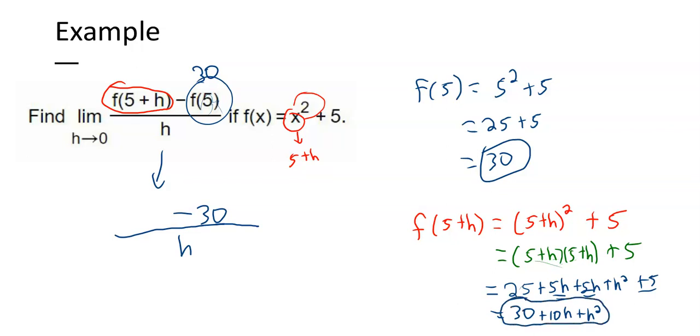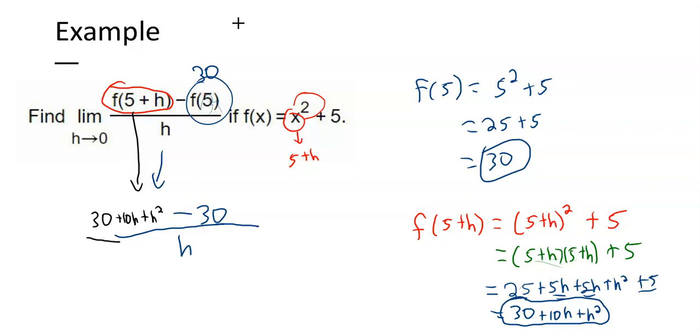So because we're about to let h equal 0, h kind of isn't going to matter very much here in just a minute. So that's what we're going to plug in here, right? So this function, when I plug in 5 plus h, gives me this result. So I'm going to put that here, 30 plus 10h plus h squared.